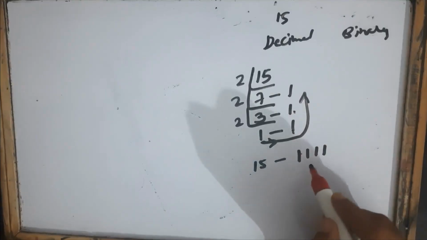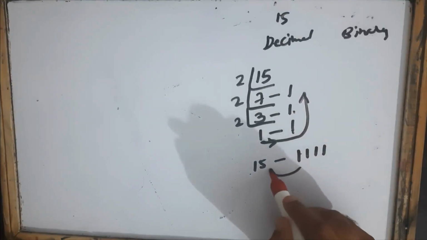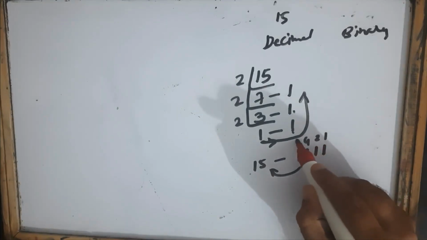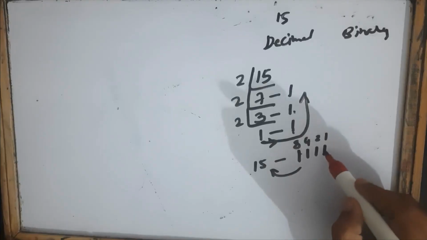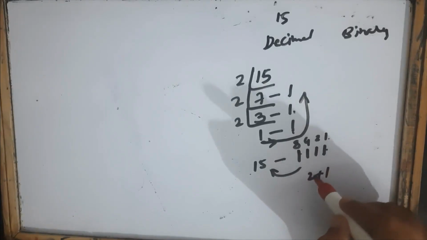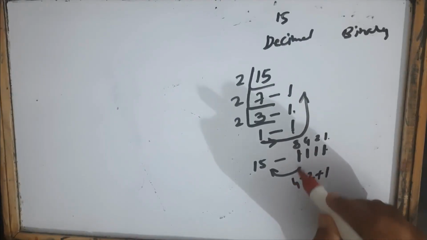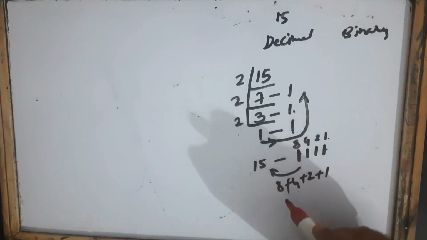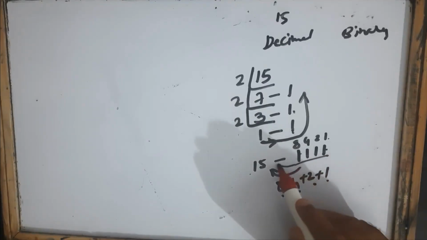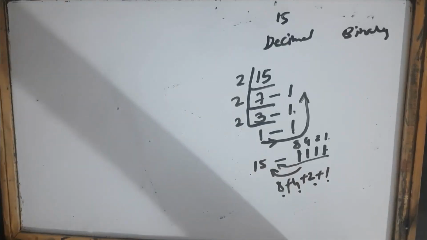Now we will convert back. Try to convert. That means 1 2 4 8. We'll multiply: 1 into 1 is 1, 1 2 is a 2, 1 4 is a 4, 1 8 is an 8. 8 plus 4 is 12, 12 plus 2 is 14, 14 plus 1 is 15. So this converts back from binary to decimal, and decimal to binary also. This way we can easily convert.